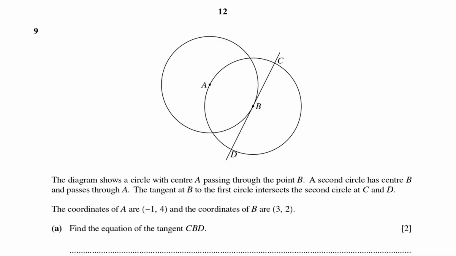Now, in order for us to find the equation of the tangent, we would need to know what the gradient of the tangent is. So to find this, we are going to first find the gradient of the line AB, because we know that AB, since it's a radius of the first circle, should be perpendicular to CBD. So let's start with that.